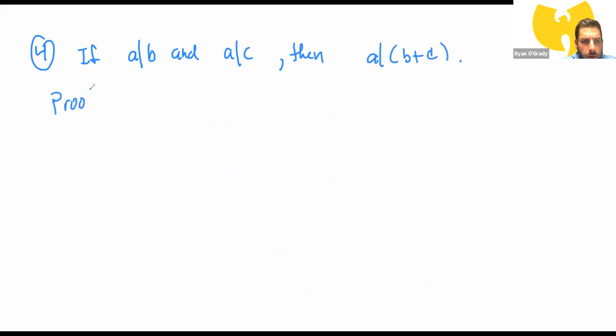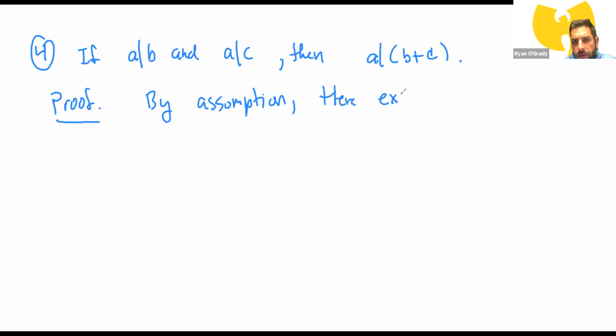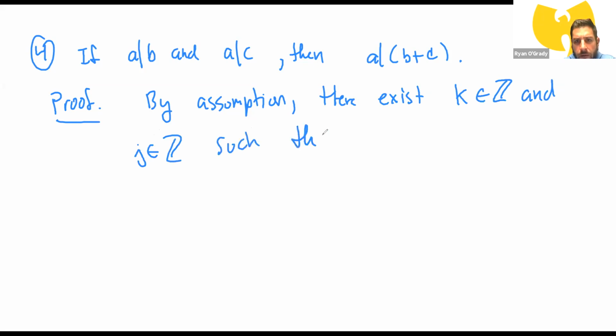So how do you prove this? Well, one way to think about it is by assumption, there exists K in the integers and J in the integers such that, what does it mean for A to divide B? Well, that means that A times K equals B and A times J equals C.